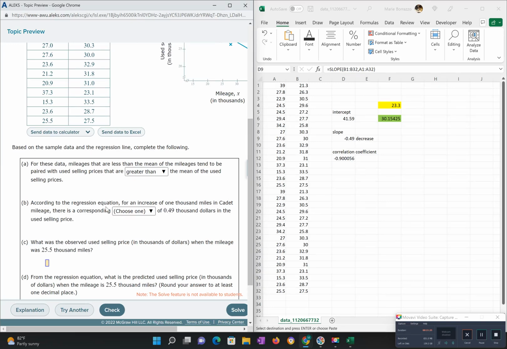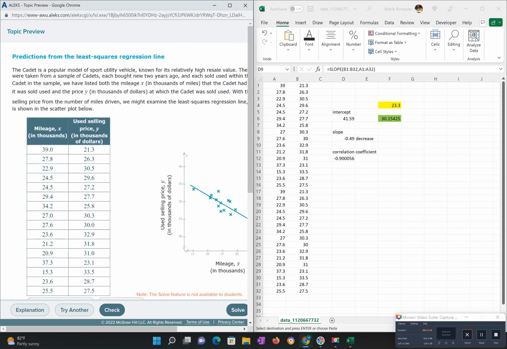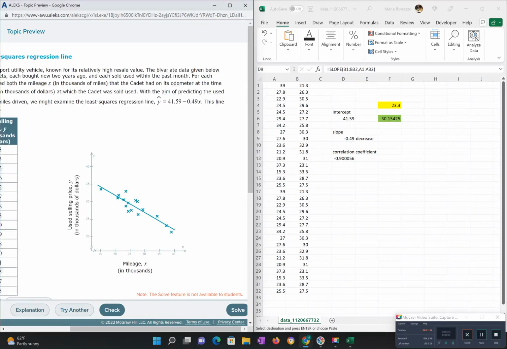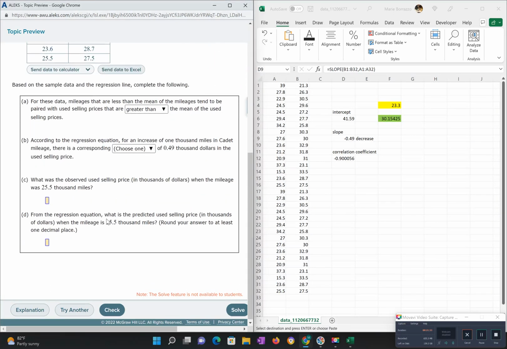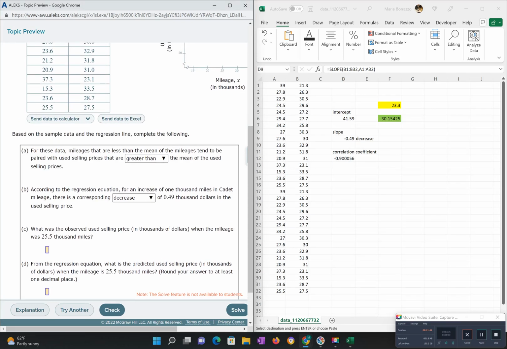Second one, according to the regression equation, for an increase of 1,000, we have a decrease. That's a negative 49. The observed value, 25.5, right here. 25.5, there's a chart. 27.5 is the answer. You could see it. It's right there. It's observed. You don't have to calculate it.